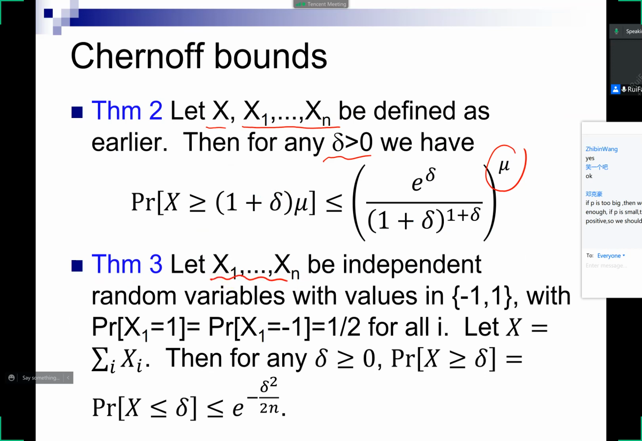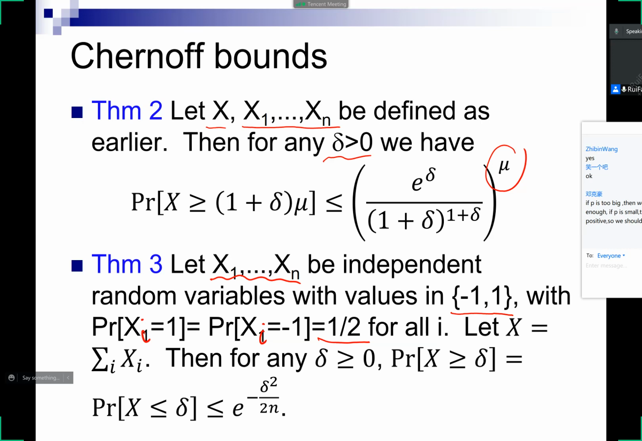Suppose your random variables are not 0, 1 random variables, but they have values which are either -1 or +1, and also suppose that these things are 1 or -1 with the same probability. Previously, in theorem 2, you allowed these xi's to have different probabilities, so each one has a pi probability of being 1. But now assume that all of these xi have the same probability of being either 1 or -1.